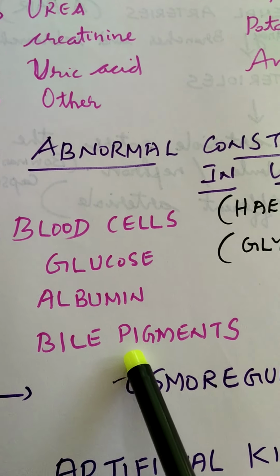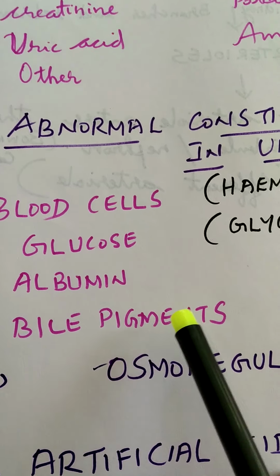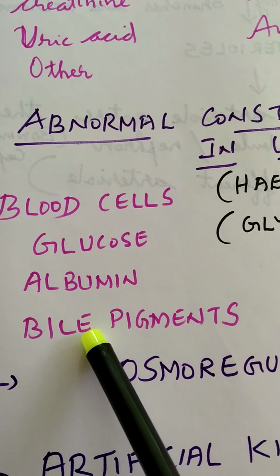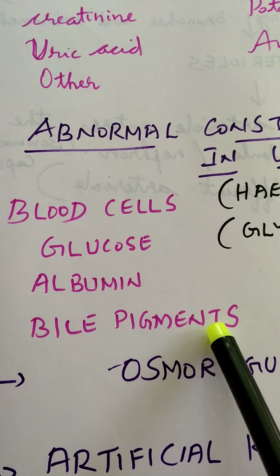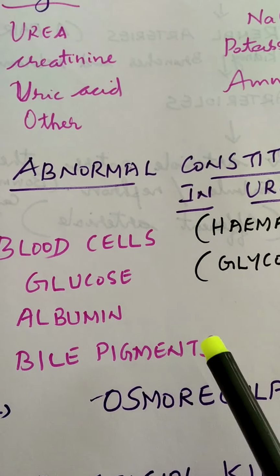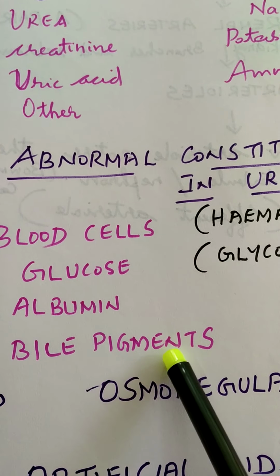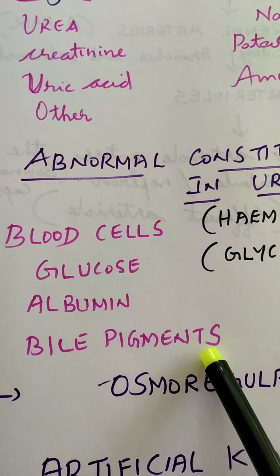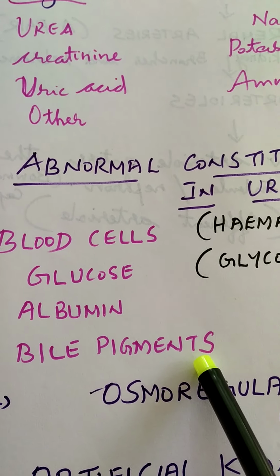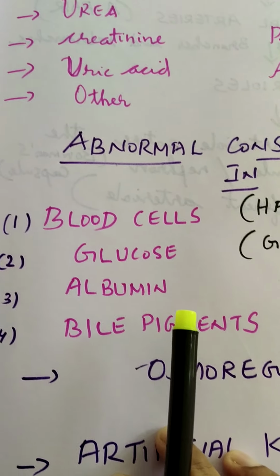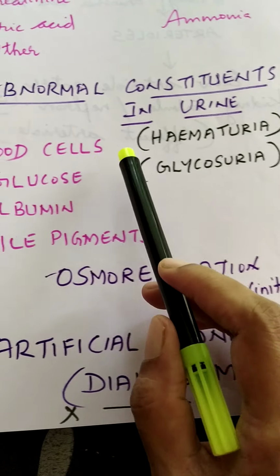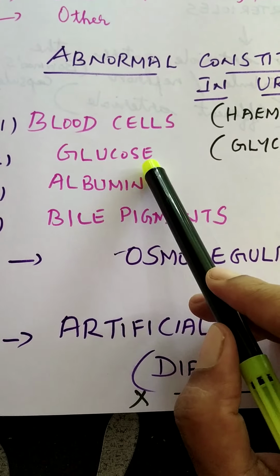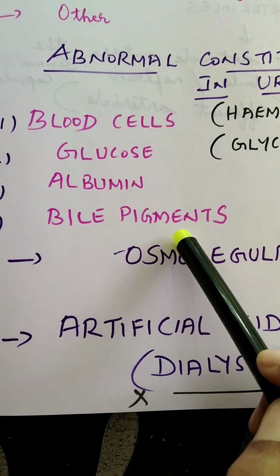The last comes bile pigments. We know the bile pigments, they are bilirubin, biliverdin, etc. Normally they should not be present along with the urine. Actually, this happens in case of patients suffering from hepatitis or jaundice. So the abnormal constituents in urine include blood cells, glucose, albumin, and bile pigments.